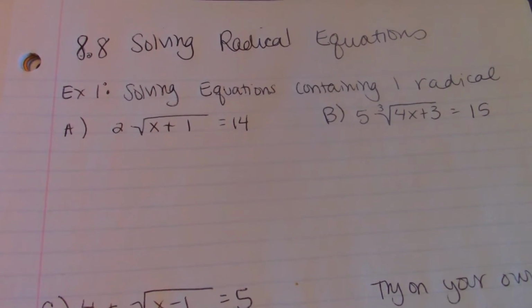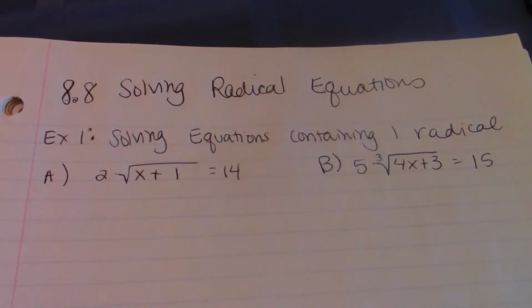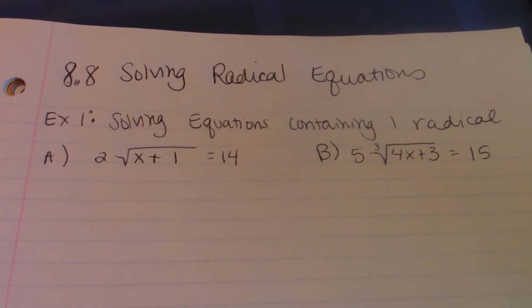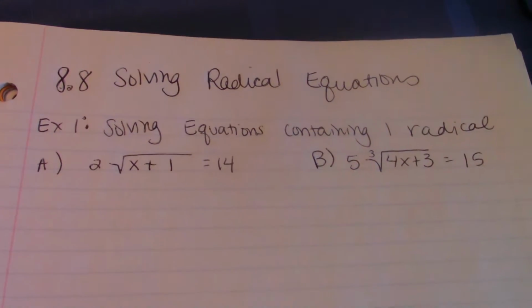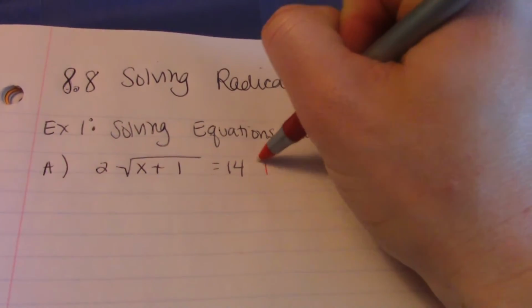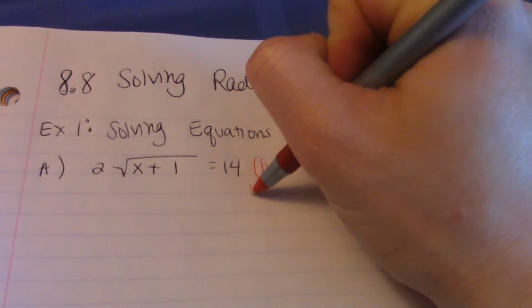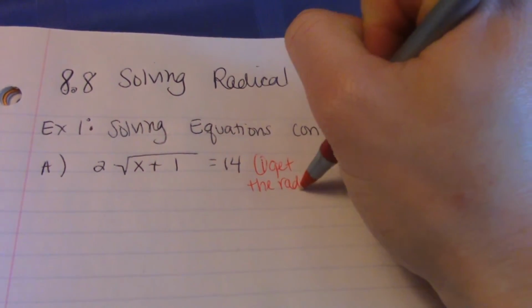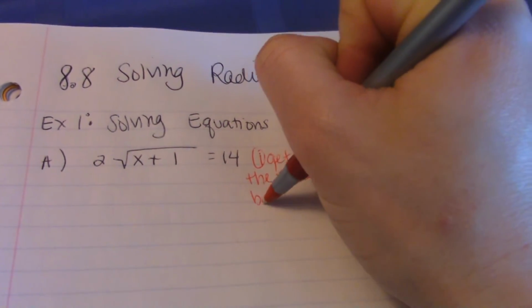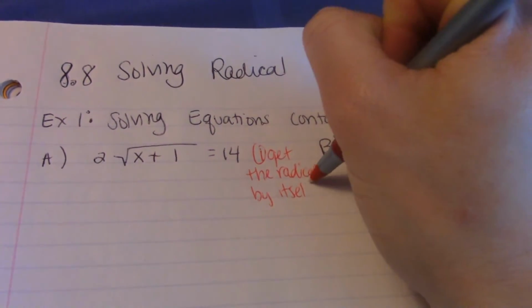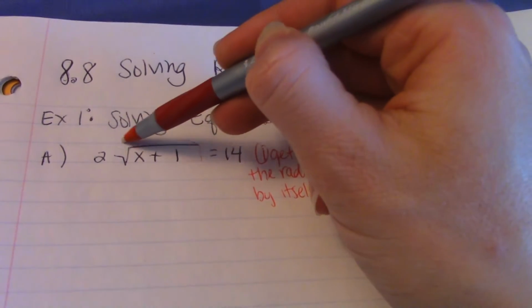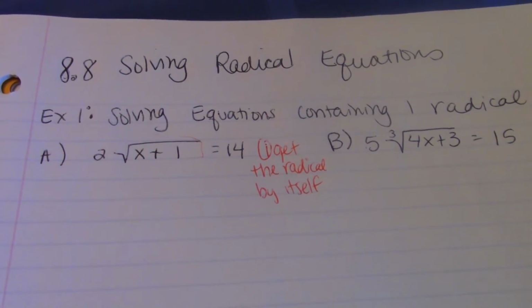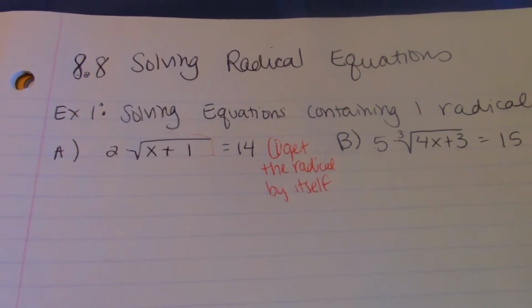8.8, solving radical equations. Example 1, solving equations containing one radical. Your first step is to get the radical by itself. So that means I want this part right here on one side and everything that is outside of it on the other.